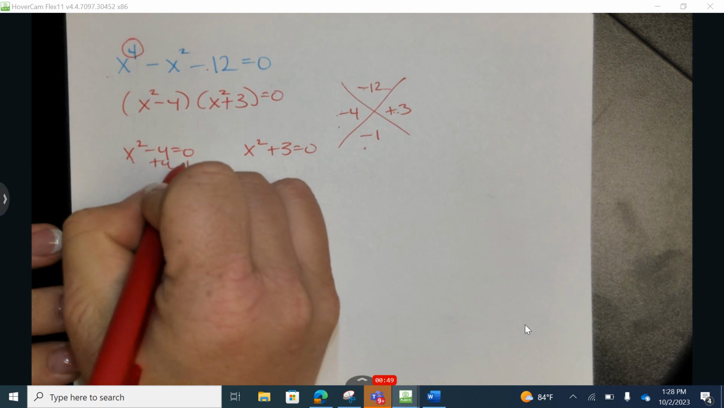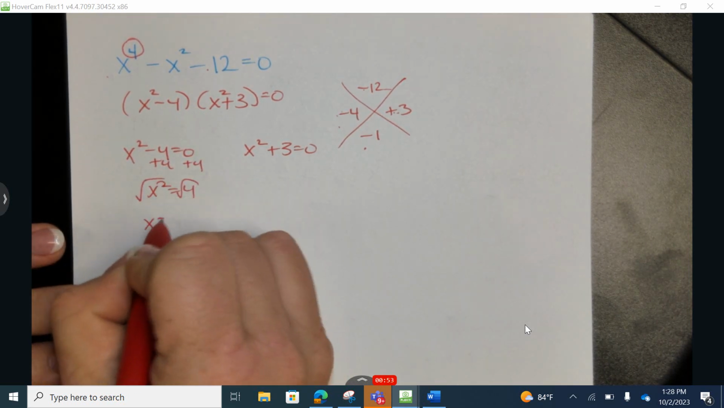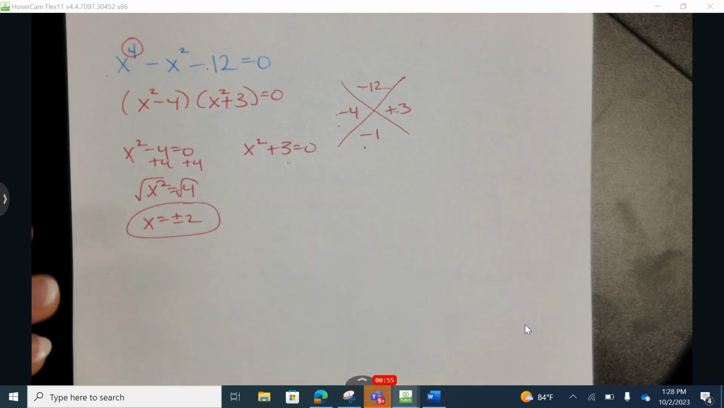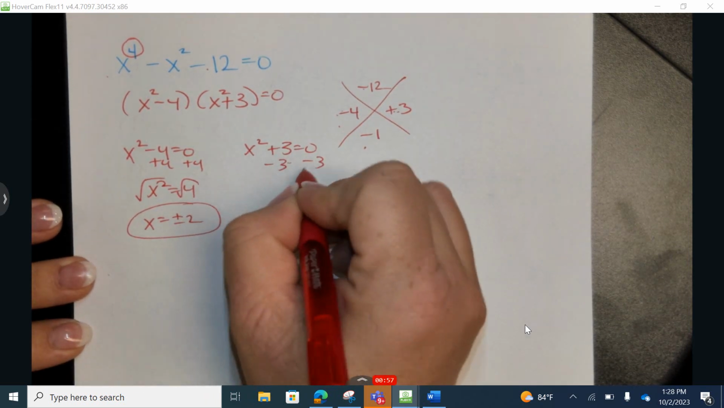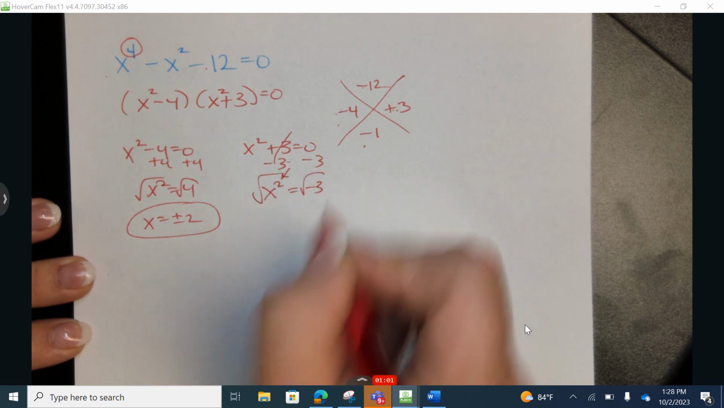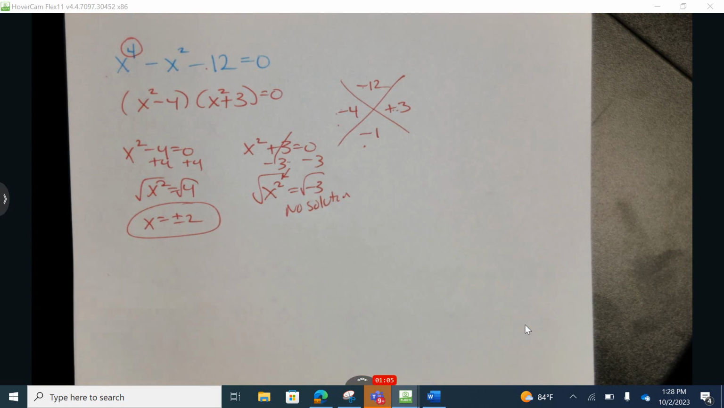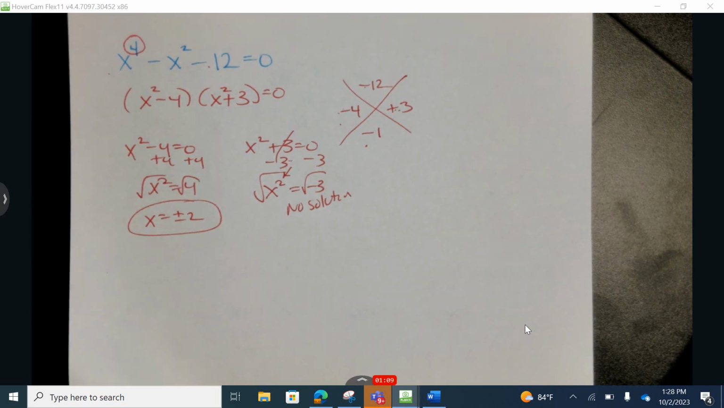I add 4 to the opposite side. X squared equals 4. I'm going to have two answers. X equals plus or minus 2. On the opposite side, I subtract 3 to the other side. I should have two answers, but we can't take the square root of a negative, so this would be no solution. So for this problem, we only have two real solutions, plus or minus 2.